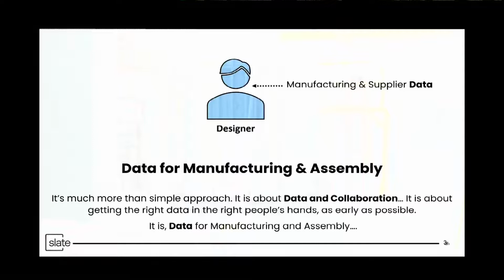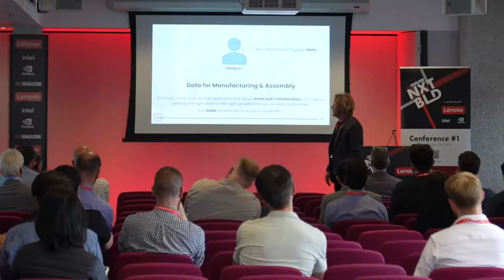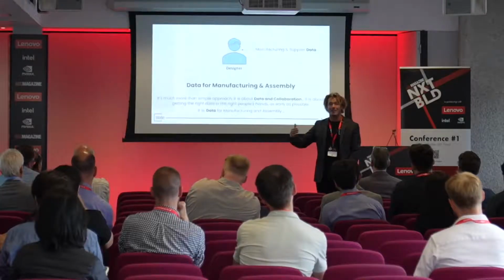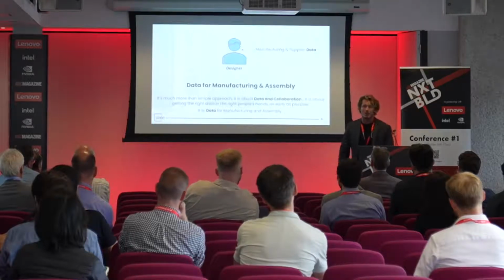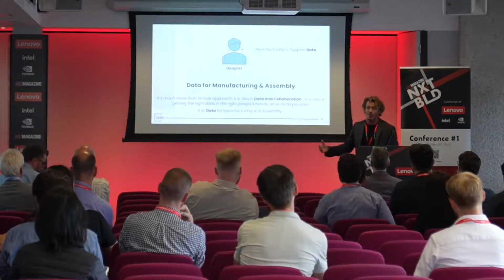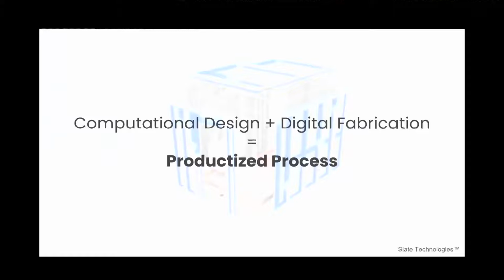And that really comes down to this data for manufacturing and assembly. When we're looking at how we get manufacturing and supply data in the hands of the designer, how do we help inform and empower designers to do a better job, that takes it beyond that and into collaboration, and how we get the right data in the right people's hands at the right time. That's where my career path has been focused, and on how we can empower better design. And that then led to computational design and digital fabrication equaling a productized process.